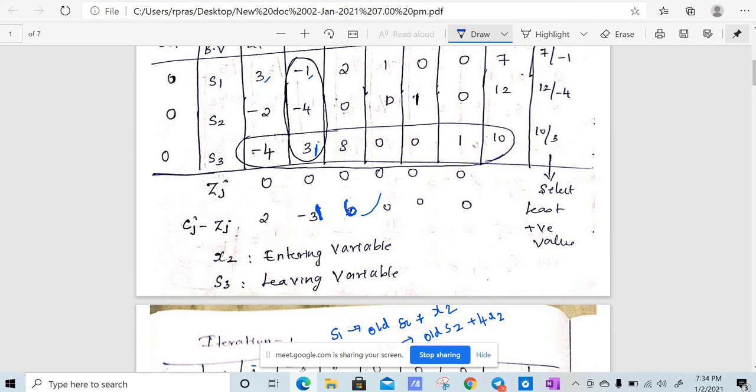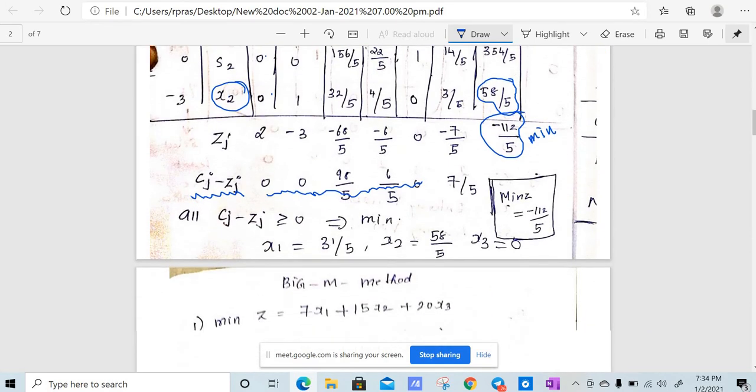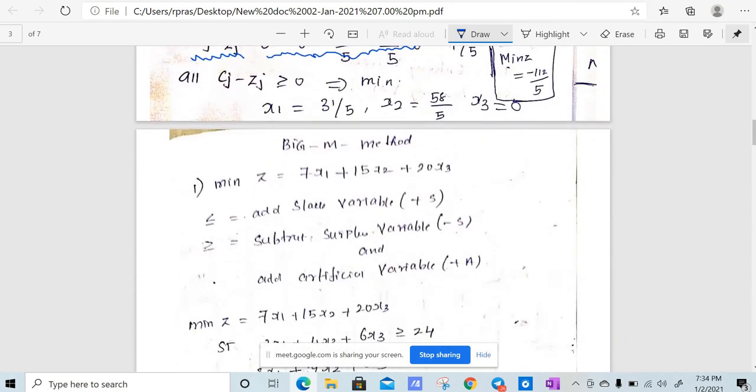Suppose if it is maximum, you need to choose the maximum value here. If it is minimum, you need to choose the most minimum value. This is the only change in minimum simplex method, right? Yes. Now we'll move on to big M method.